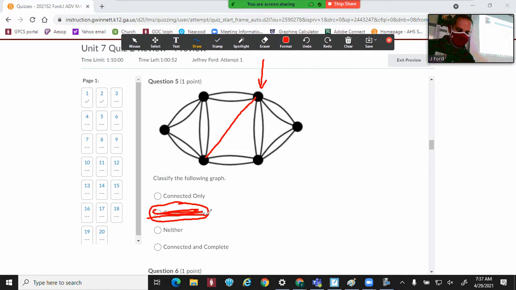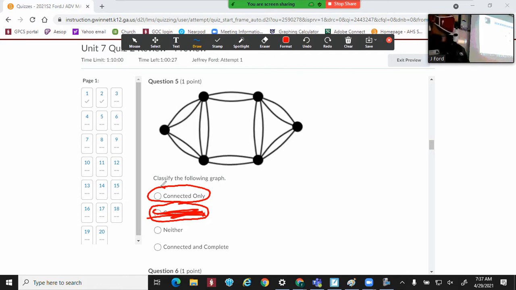That's a no-go. Now the next thing is to ask yourself, is this a connected graph? Basically, a connected graph just means, is it just one whole graph, or is it split into parts? Well, that graph is one whole graph. So you would say this right here is connected only.